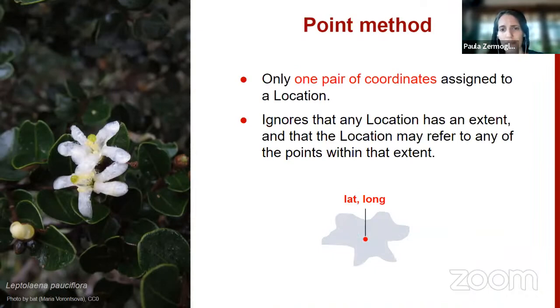So the point method assigns a single pair of coordinates to a location. This means that it ignores that any location has an actual extent. It's an area. There is no location that is a point alone. And so it's ignoring that it has an extent. And so here you can see it graphically. We have this location in light blue, and we describe it by providing a single pair of coordinates, latitude and longitude.